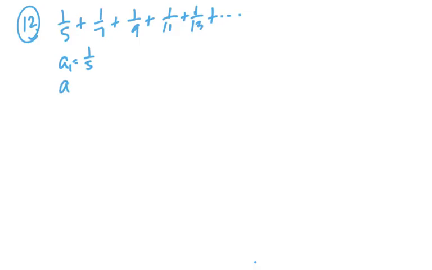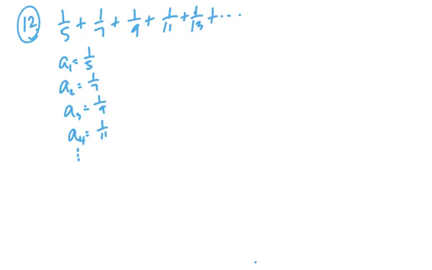Number 12 is a little bit harder. It says 1 over 5 plus 1 over 7 plus 1 over 9 plus 1 over 11 plus 1 over 13 plus ... We have to figure out the pattern and be able to do it. So I need to look at them. So I have 1/5. A sub 2 is 1/7 because I'm looking for a connection between n and what we have here. So think about the fact that we're adding 2 to every denominator.